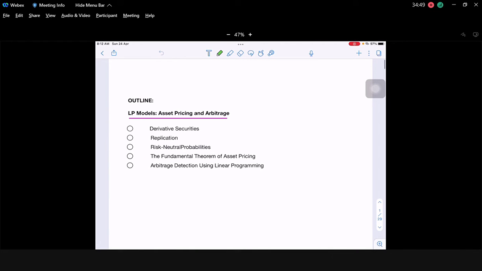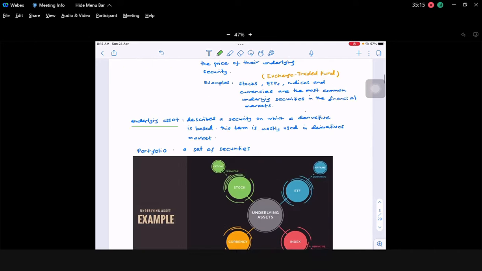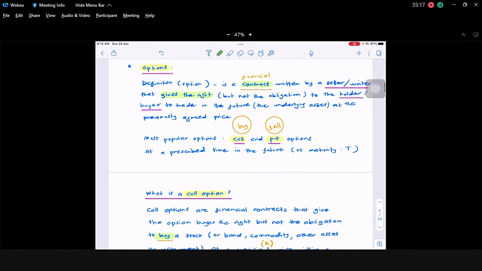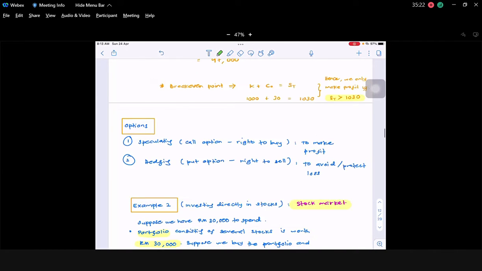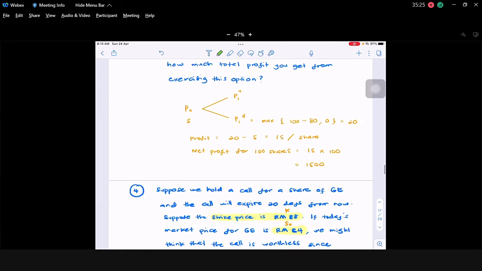So basically kita dah discuss related to derivative securities, just general idea about derivative securities. Dan kita fokus kepada replication dan juga risk neutral probabilities. Mungkin saya just share lecture note. Hari ini kita akan bincang dan discuss some exercises. Kita tengok kepada replication.